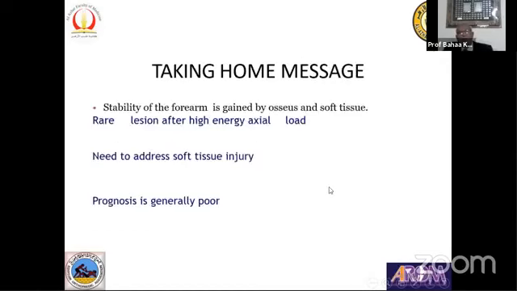Take-home message, my last slide. Stability of the forearm is gained by osseous and soft tissues. It is a rare lesion. After a high energy axial load, we have to suspect it. We need to address the soft tissue injury, not the bony injury only. Prognosis is generally poor if you are not treating this patient in a proper way.